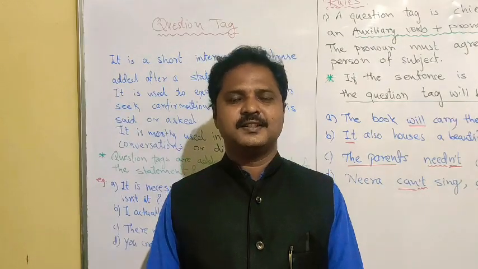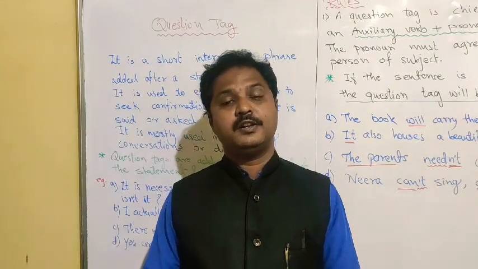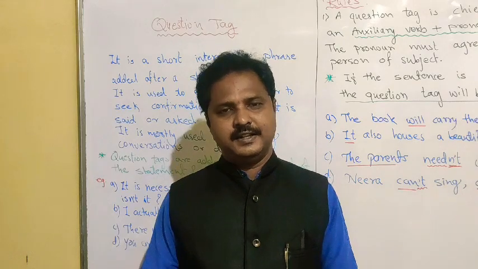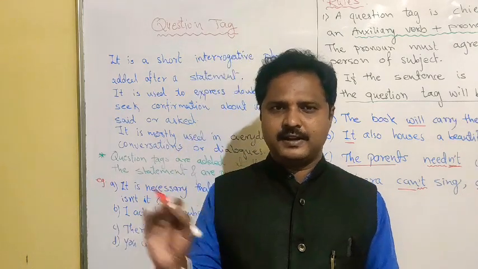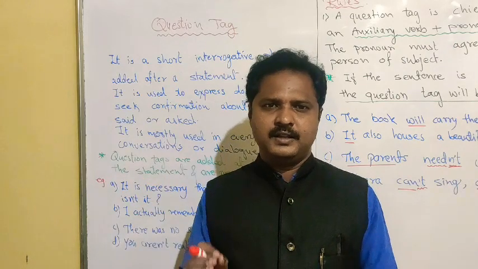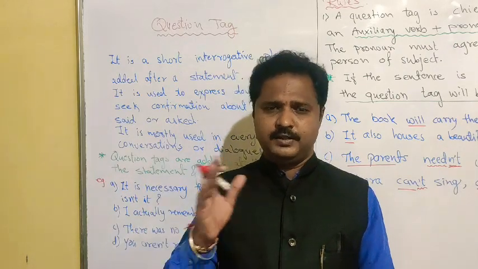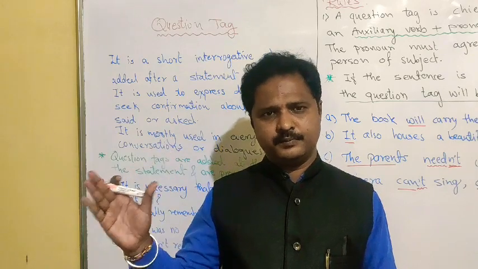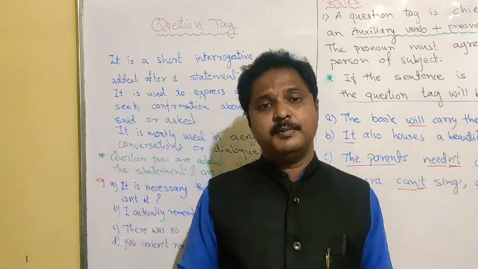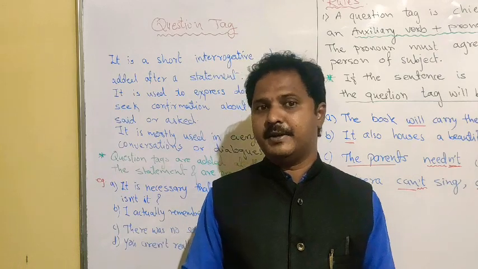Hi students, today we are going to learn about another kind of interrogative sentence, that is the question tag. We already know that we write the sentence, put a comma, then the auxiliary verb, and if the statement is positive then use not, and then the pronoun and a question mark. But let us see it in detail with the grammatical form.